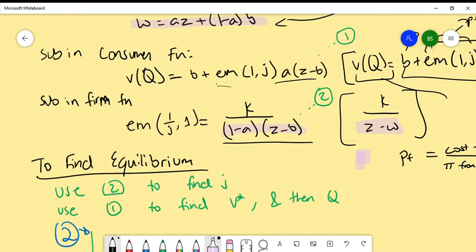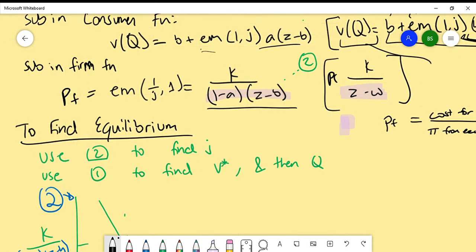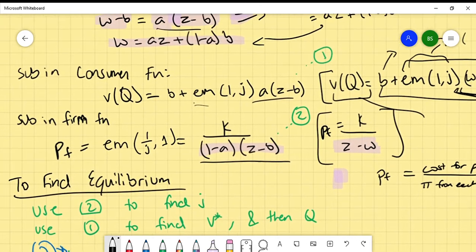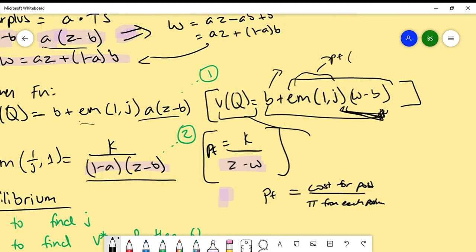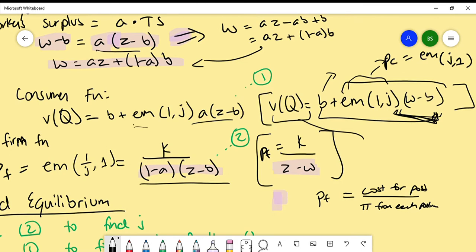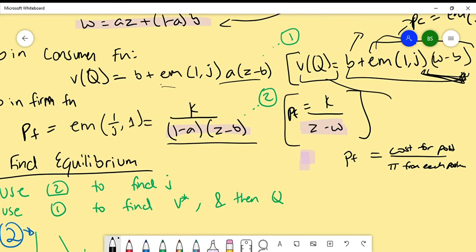Okay, so this is basically our new firm function, so I'm just going to make a little firm thing here, just to remind us. Cool. So for the consumer, there's only one P consumer, PC. PC equals EM J and then comma 1, whereas for the firms, there is both K over Z minus W and the EM part, because there's also the worry about the profit.